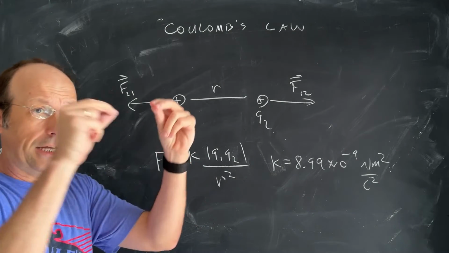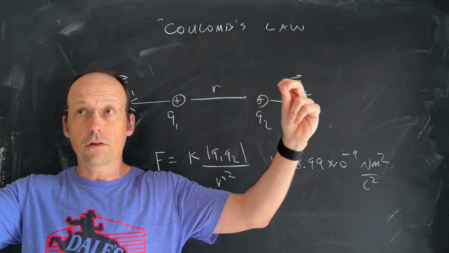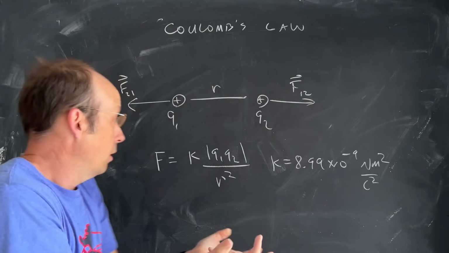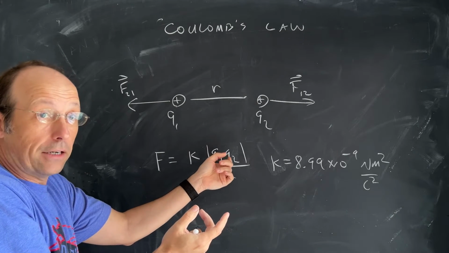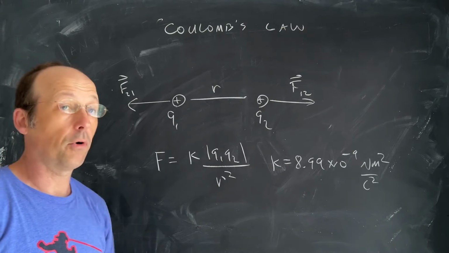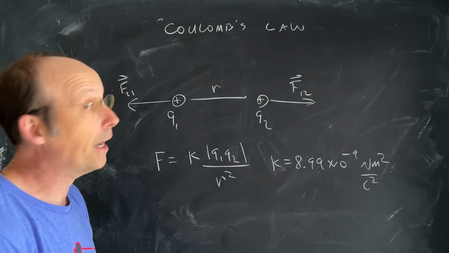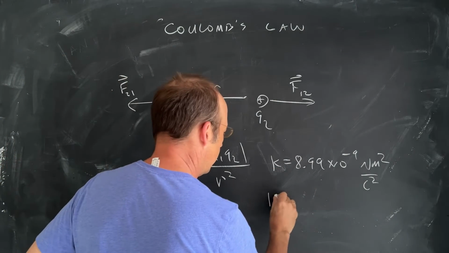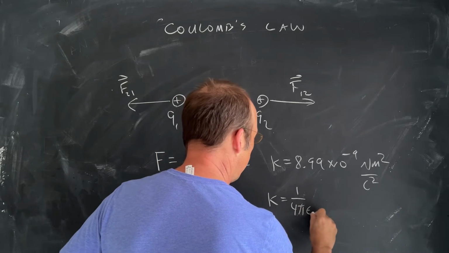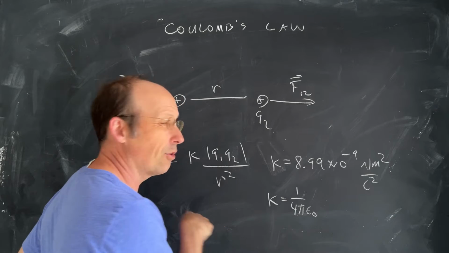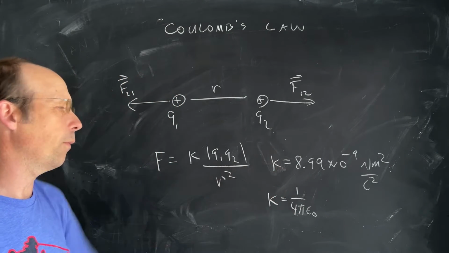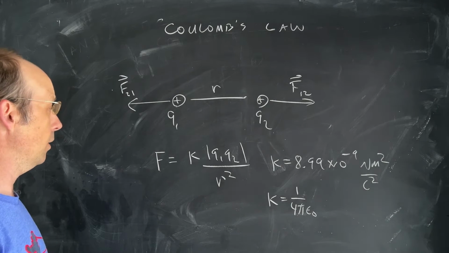It says that as those charges get further away, the force gets smaller. As you get them closer together, the force gets greater. And as you change the magnitude of their charges, the force also changes. And this is a very important constant. And actually we can write this as 1 over 4 pi epsilon naught. And it turns out that epsilon naught shows up in other places, so it's useful. But we'll always call it K. That's what the book does, so I'll do it that way too.